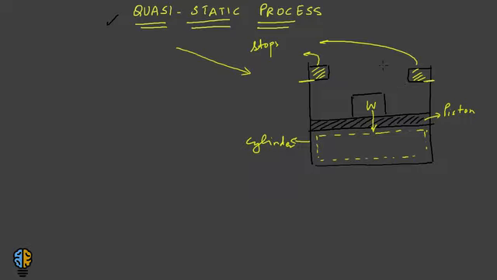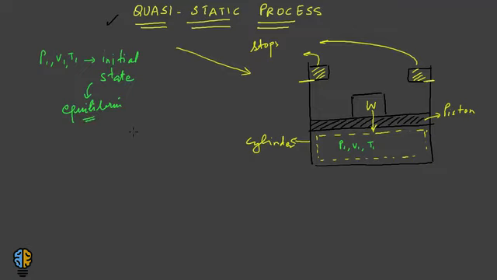Now what happens is, let us say that initially the gas inside is at a pressure P1, volume V1 and temperature T1. So P1, V1 and T1 are your initial points and can be said to indicate the initial state. And this state is under thermodynamic equilibrium.